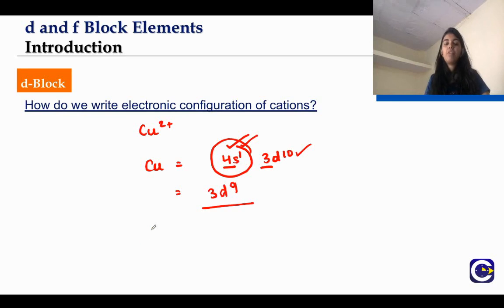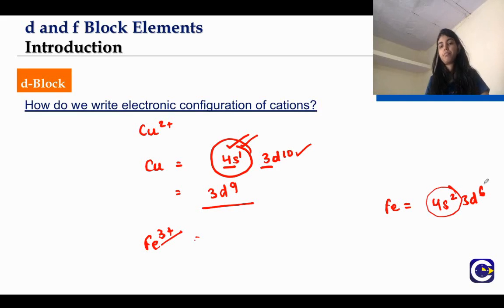We will have one more example. For example, we have Fe3+. First you write down the ground state electronic configuration of iron, that is 4s2 3d6. Now 3 plus means 2 electrons from this and 1 electron from this. So iron 3 plus will become 3d5.